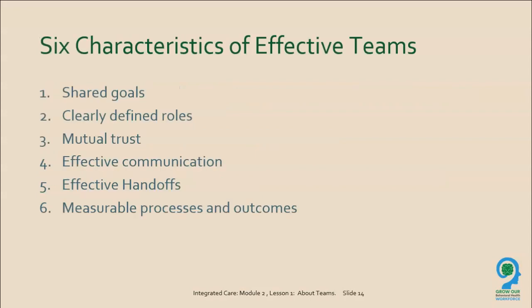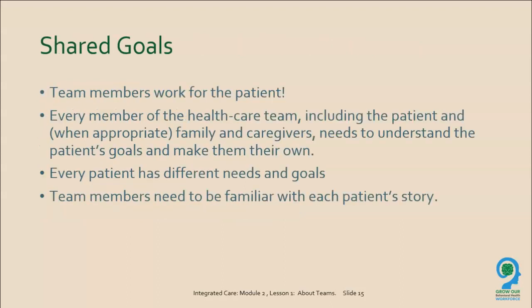Effective teams. Effective teams have 6 characteristics, and we will go through these one by one, but I wanted to share with you the overall vision first. So let's look at shared goals, clearly defined roles, mutual trust, effective communication, effective handoffs, and measurable processes and outcomes. All of this is detailed, and don't forget to read the HTML page that comes with this lesson. So you'll find a lot more detail than in this, but let's review it really quickly.